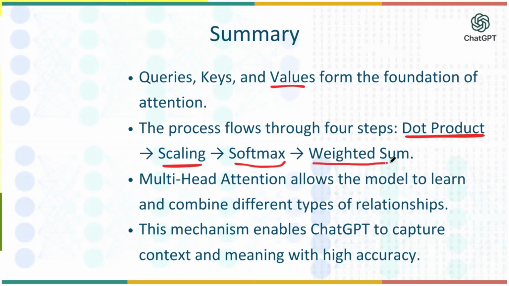But the real power comes from using multiple attention heads in parallel, that is multi-head attention. Each head focuses on different relationships and patterns, and together they give the model a richer and more flexible understanding of language. This process is the reason why ChatGPT can capture context so effectively and generate meaningful responses.